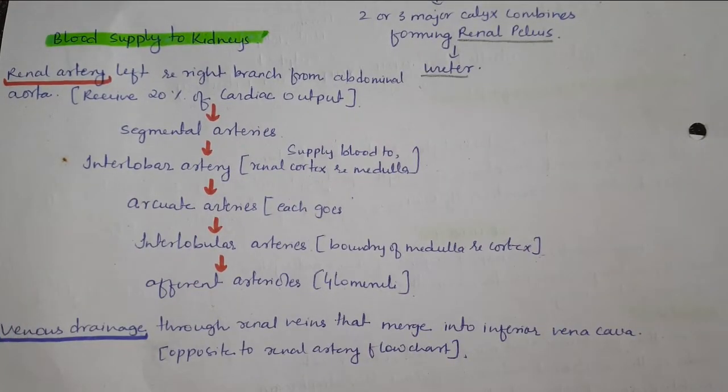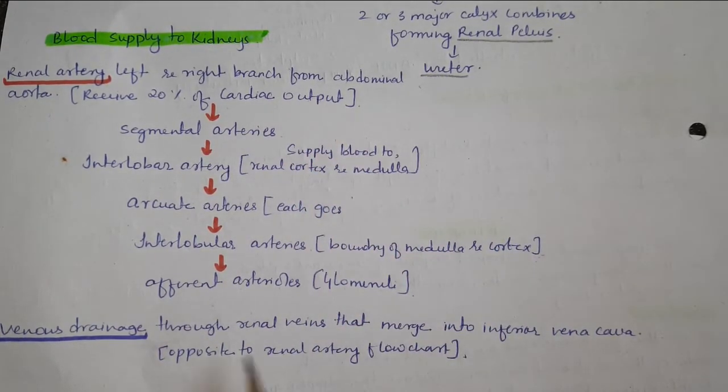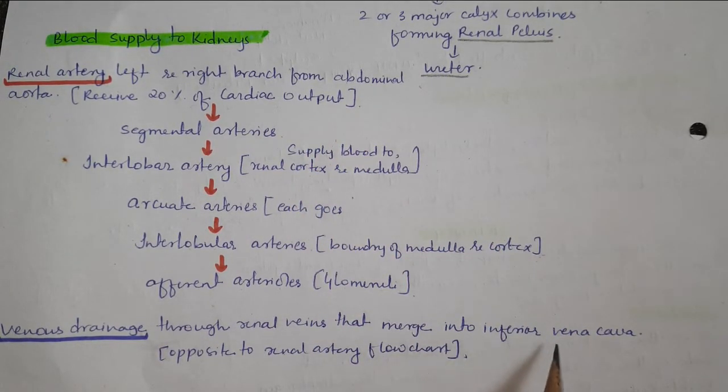Okay, so let us see the blood supply of the kidney. The blood supply of the kidney is by the renal artery, which is a branch of the abdominal aorta, and the venous drainage is through the renal vein that will merge into the inferior vena cava.